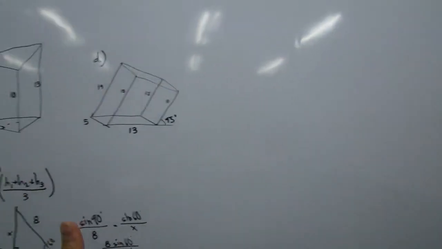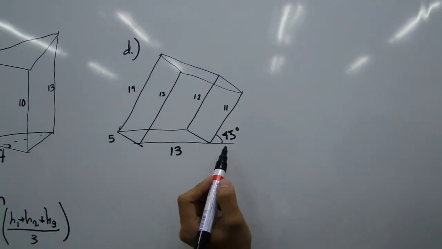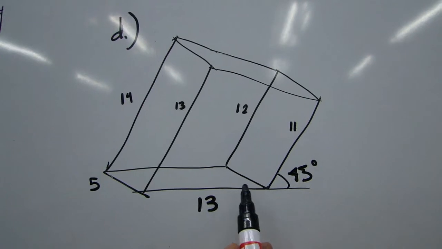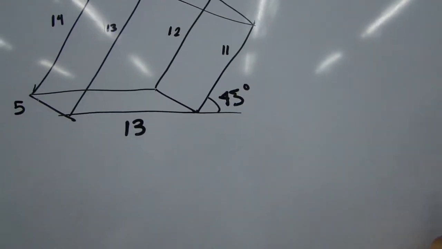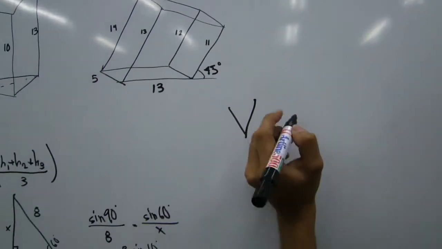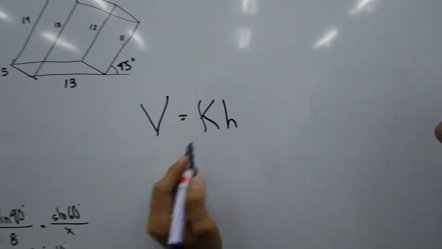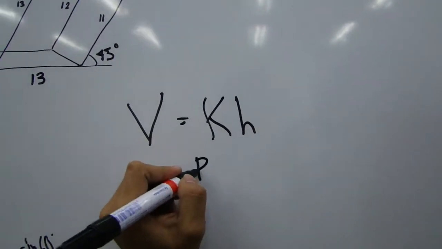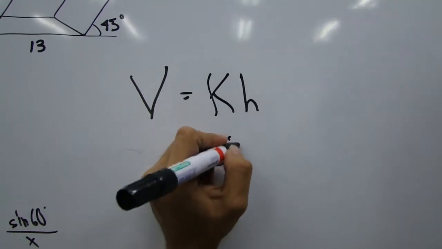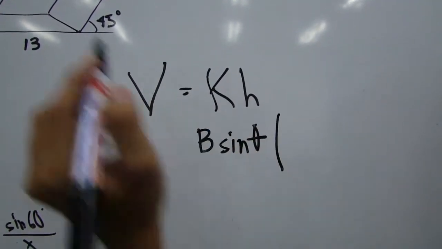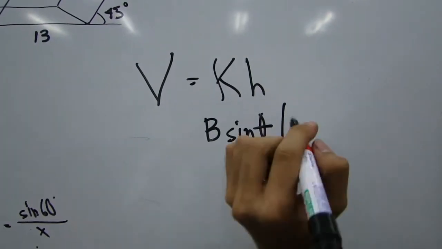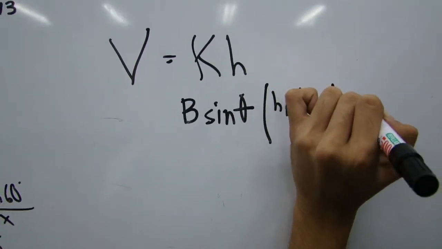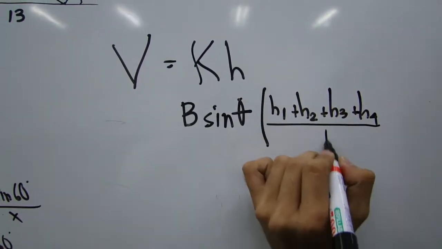That is the answer. For example D, we have a rectangular truncated prism, angled at 45 degrees respective to the base. So then we have to find the volume, which is KH, where K is equal to the right section of the base, B, which is B sine theta, times the height of the lateral edges, H sub 1 plus H sub 2 plus H sub 3 plus H sub 4 all over 4.